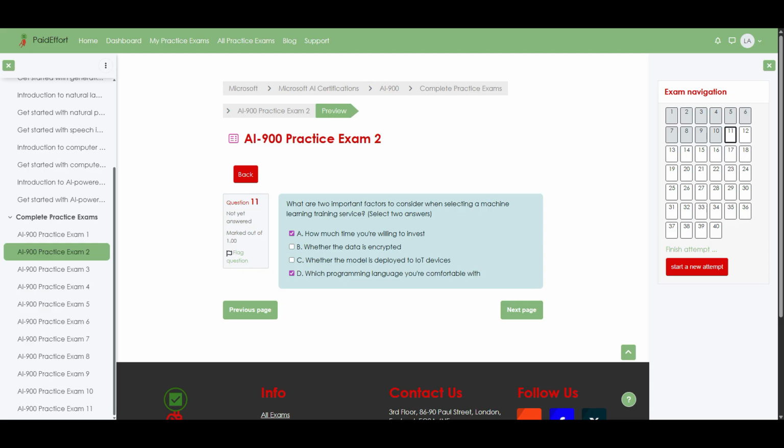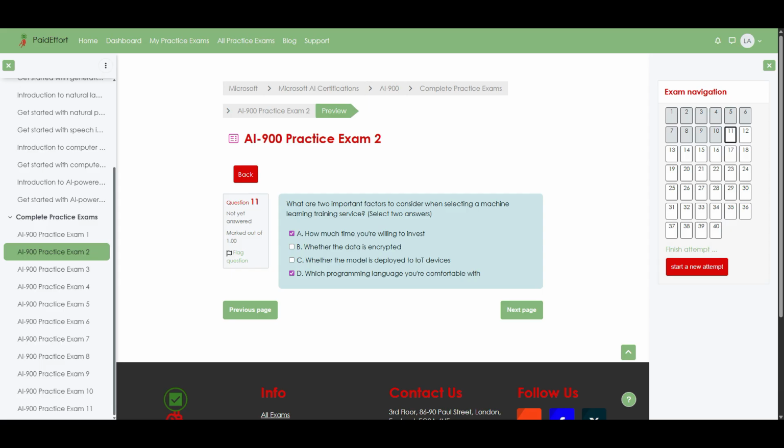First, the time you're willing to invest is a major factor. Some training services provide AutoML tools or simple APIs that allow quick model creation, perfect for fast deployment or beginners. Others demand deep customization, code-heavy workflows, or tuning, which means more time and effort from your side.